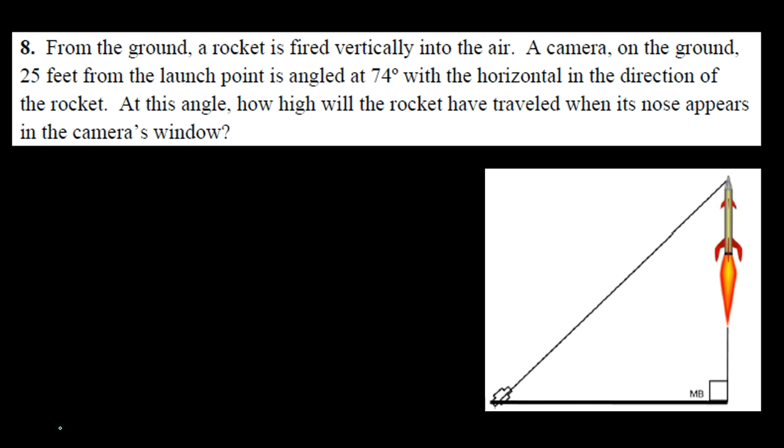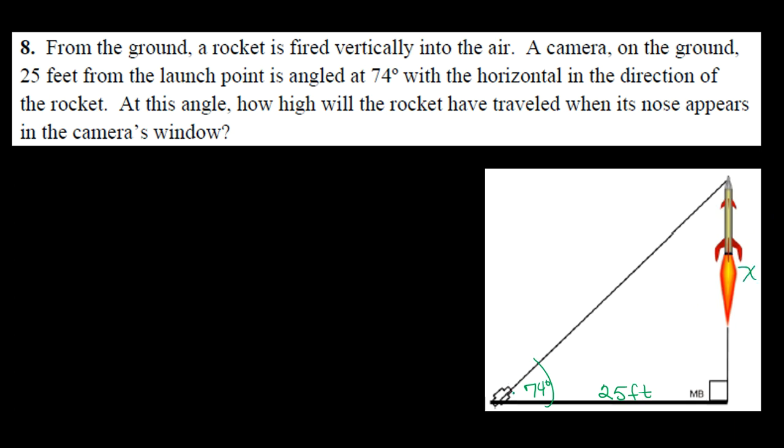Number 8, from the ground, a rocket is fired vertically into the air. A camera on the ground, 25 feet from the launch point. So this would be 25 feet. From the launch point is an angle of 74. This is going to be 74 degrees. At this angle, how high will the rocket have traveled when its nose appears in the camera's window? So we're trying to find this distance here.